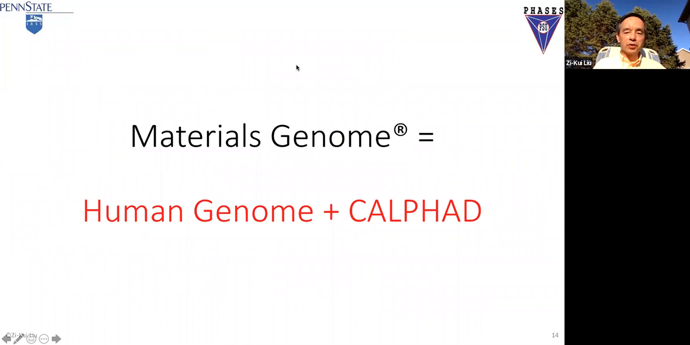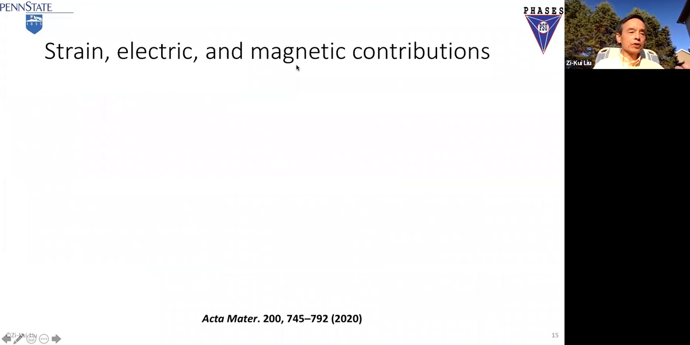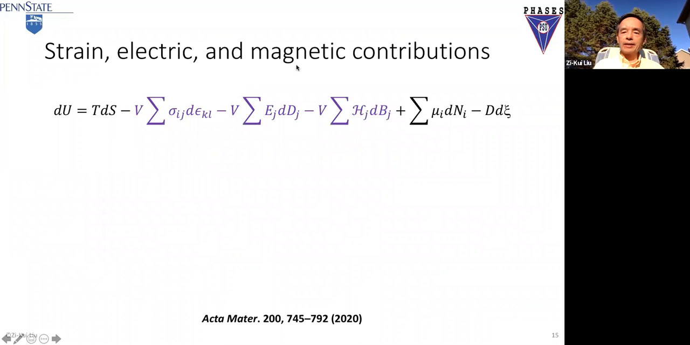I claim that the Materials Genome is basically the human genome concept plus CALPHAD. CALPHAD gives the data, and the human genome gives the framework. Of course, we talk about temperature and composition, but actually there are more than that. We can do strain, and we can do electric and magnetic contributions.